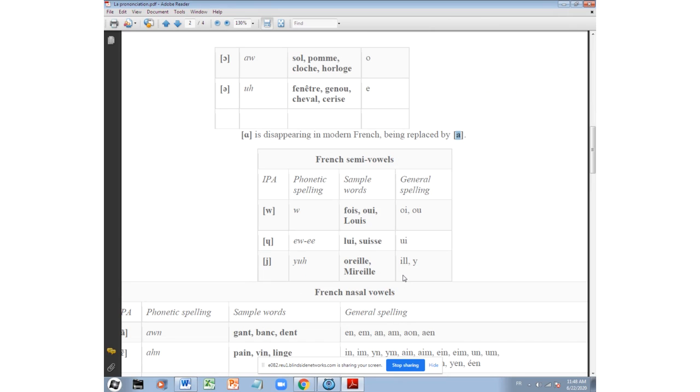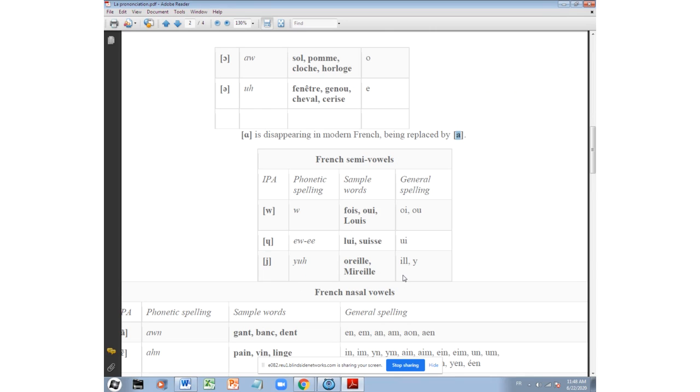So we said OI is WA. So we are given the W, which is pronounced as wa. So those sample words are read as foi, oui, then Louis. Je répète, foi, oui, Louis. Next, now the UE, we say we. So sample words we have got Louis, Swiss, okay?